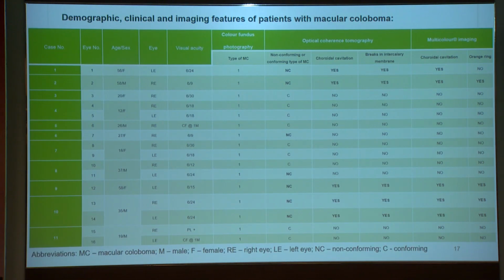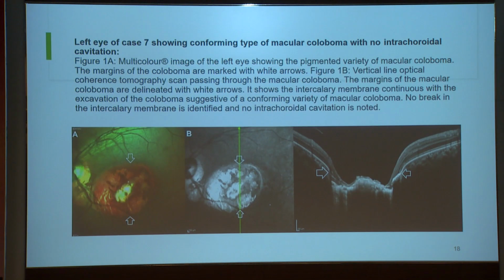This is a demographic analysis, which I just mentioned. So here are a few examples from the study. Here is one figure, a left eye, which shows a pigmented variety of the macular coloboma, the conforming type. In the second image, we can see a vertical line passing through the macular coloboma.